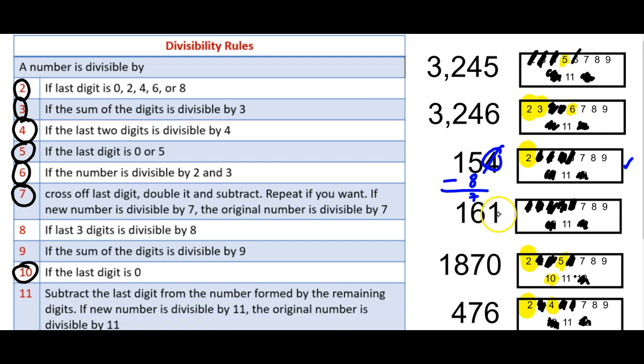Try it with this one. Cross off the last one, 1. Double 1, you get 2. Subtract it from 16, you get 14. Will 7 go into 14? It will. So 7 will go into 161.